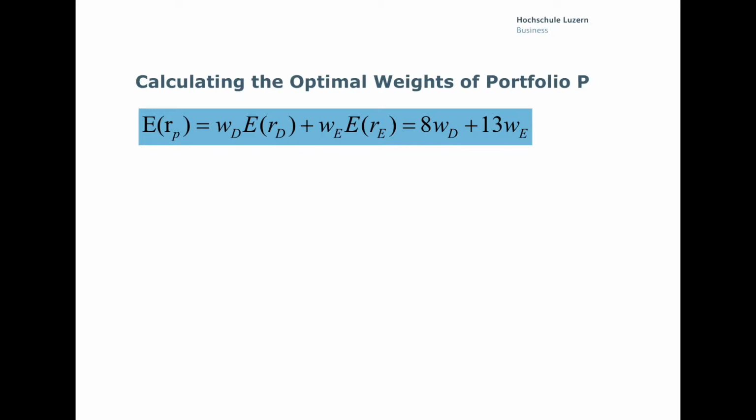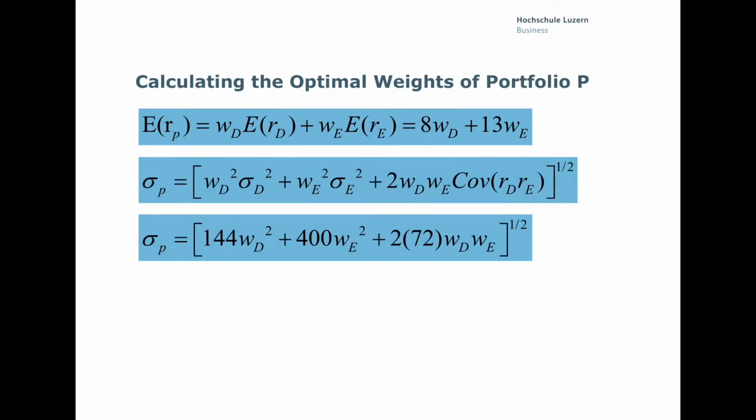As we know from previous sessions, the expected rate of return of a portfolio is the sum of its weighted returns. Knowing that the expected return of debt is 8% and for equity 13%, we can simplify the formula. The same can be applied for standard deviation. The formula with two risky asset classes is with a standard deviation of debt equal to 12% and a standard deviation of equity equal to 20% and the covariance of 72%.